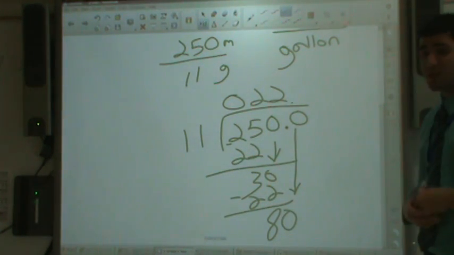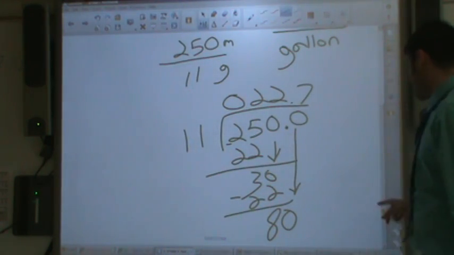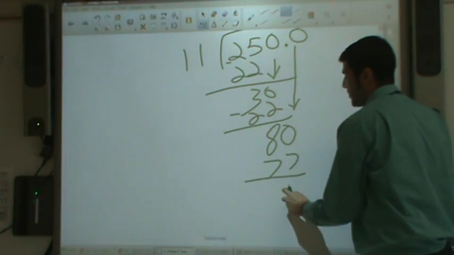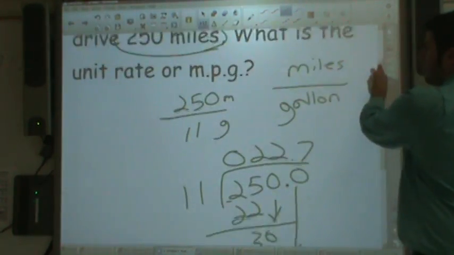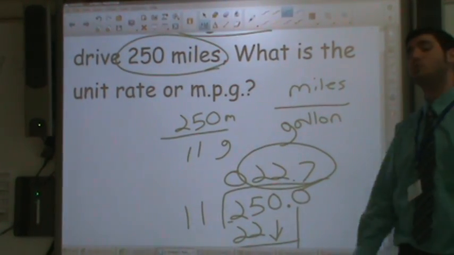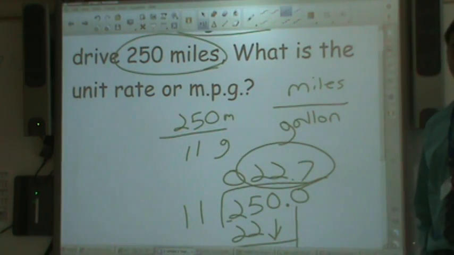Well, how many times does 11 go into 80? It goes in there 7 times. 7 times 11 is 77. And we could keep on going at this rate. But I am happy enough at ending it right there at 22.7. So the miles per gallon is 22.7.